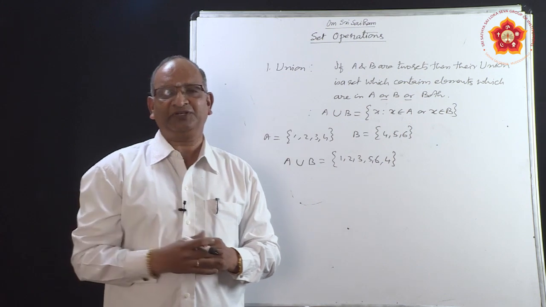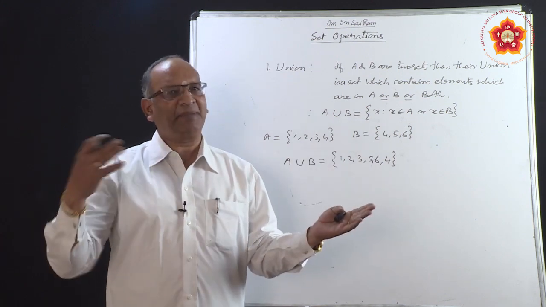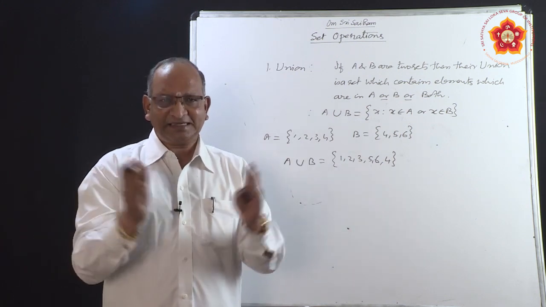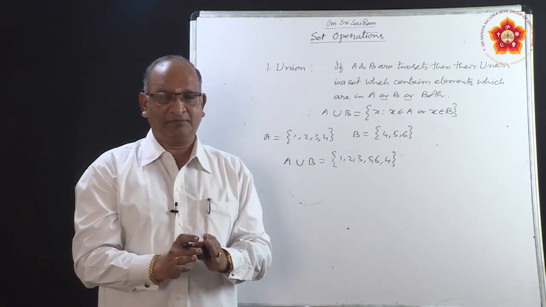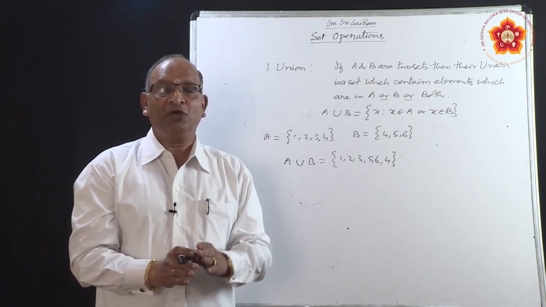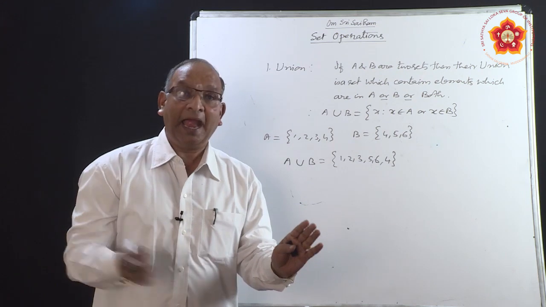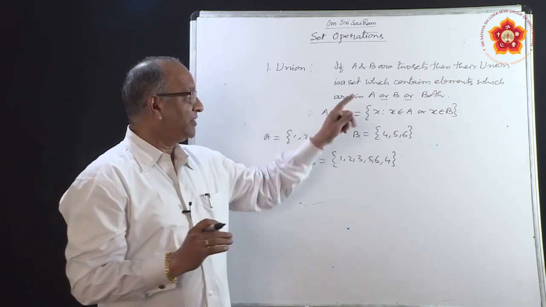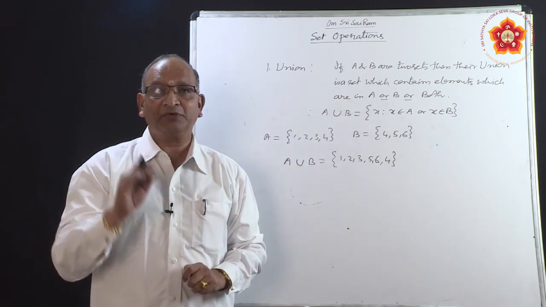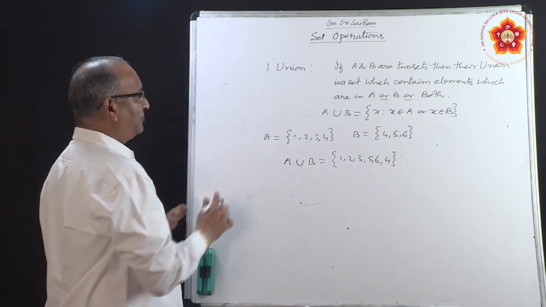I repeat the definition. If A is a set and B is another set, their intersection is a set which contains the elements which are present in A and B. Here we are using the word OR, there we use the word AND. I will just write it down for your information.